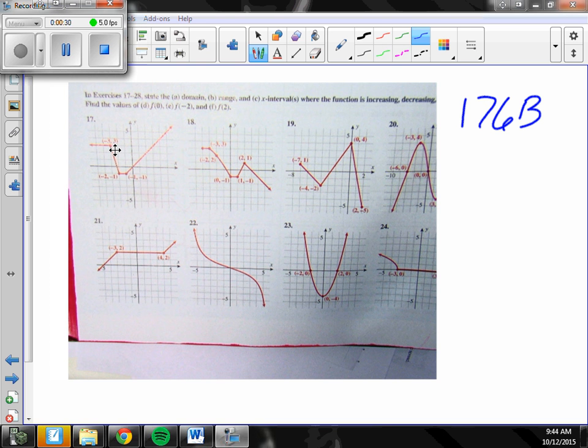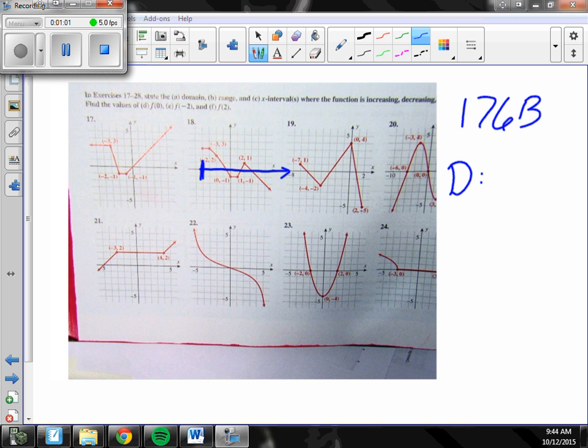When we talk about domain, range, increasing, decreasing, we're always talking about the x values except for the range. So if we look at number 18, what is the domain of number 18? So we look, the graph begins here, and it continues forever in that direction.